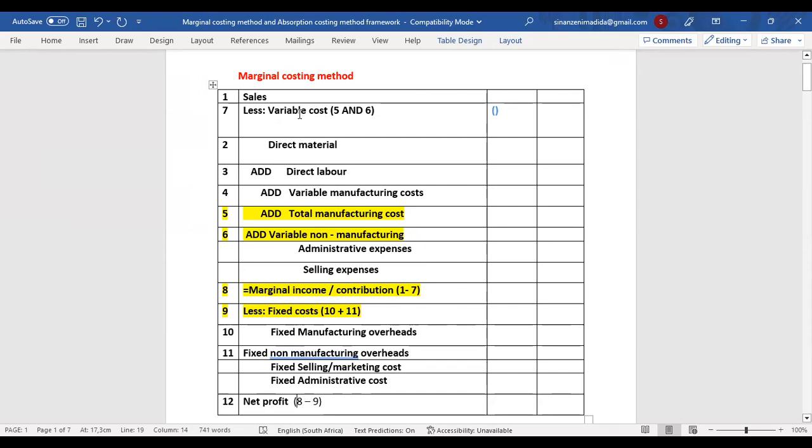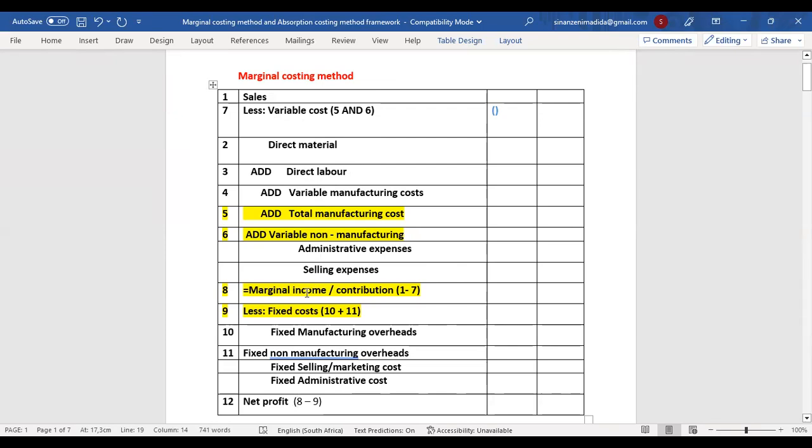Here I've got 2 types of costs, the variable cost and the fixed cost. The variable cost, we said these are the costs which change when we are looking at the volume produced. If we produce 10 units and we produce 100 units, our direct material is going to increase. If we are producing 10 units and the following week we produce 1,000 units, the direct labor cost which we encounter will change.